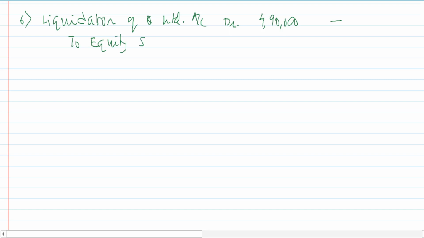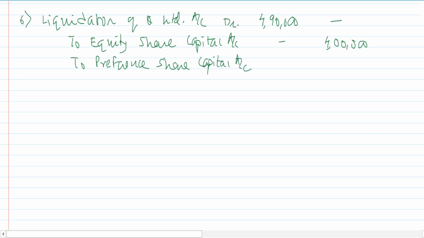Settle the purchase consideration. Liquidator of Q Limited account debit 4,90,000. We are issuing our shares, so to equity share capital account, we are issuing shares at par, 4 lakhs. To preference share capital account, 90,000. Taken care of.